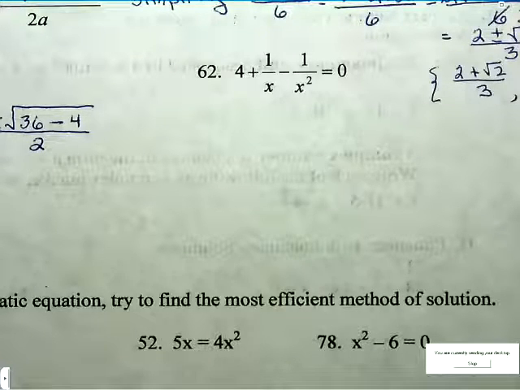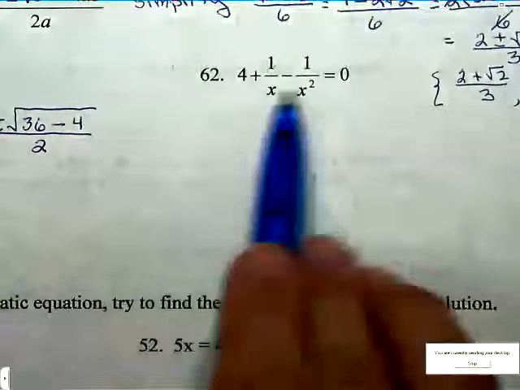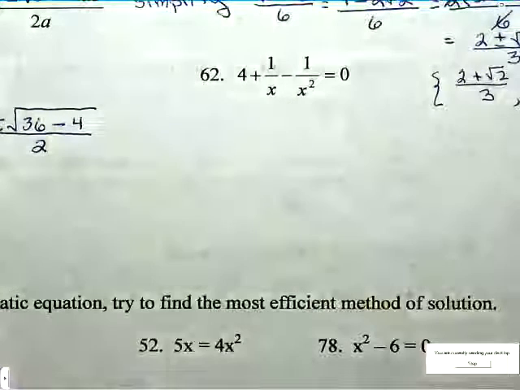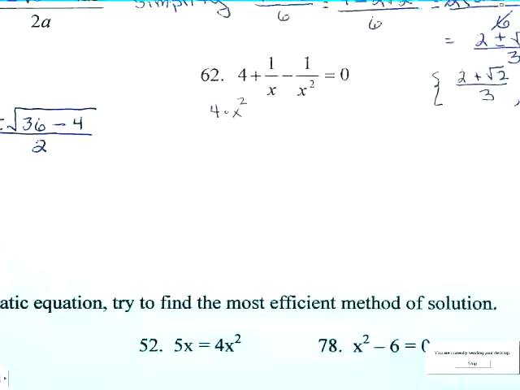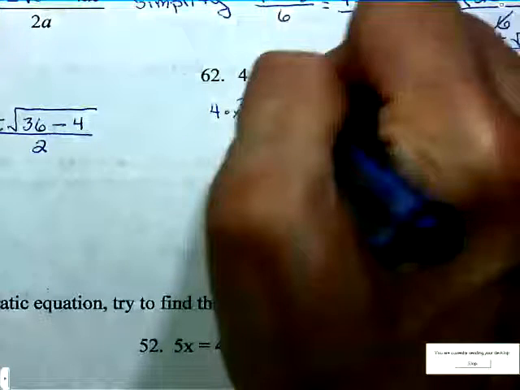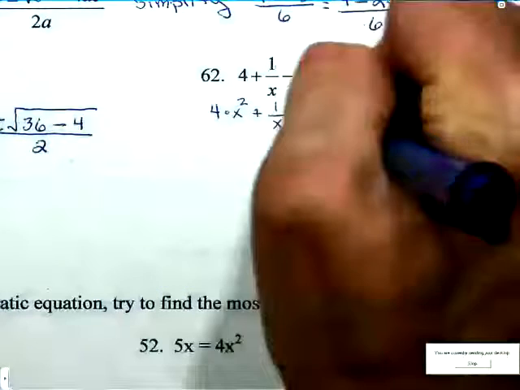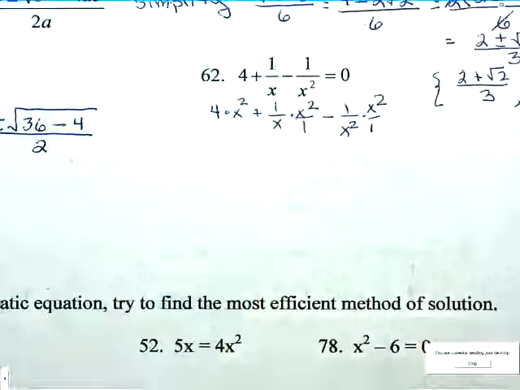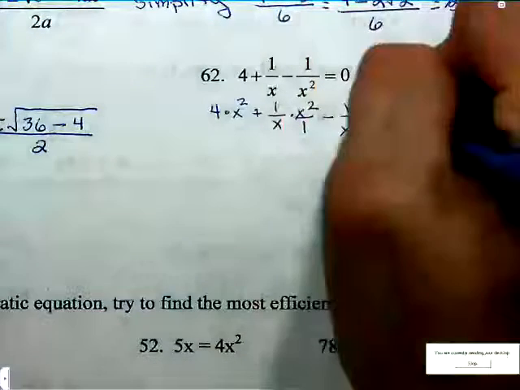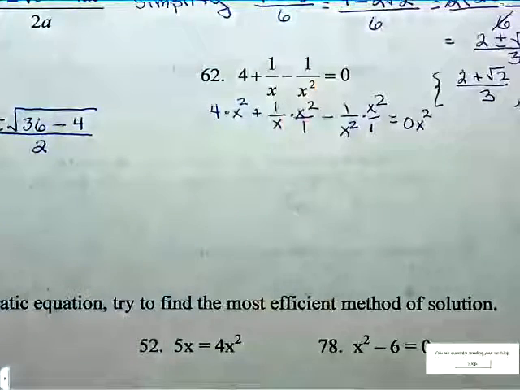X squared. That's what x and x squared will both go into. So I need to multiply all 4 terms by x squared. The 4 has to be multiplied by x squared. The 1 over x has to be multiplied by x squared. I can write it x squared over 1 whenever I'm multiplying by a fraction. The 1 over x squared has to be multiplied by x squared. And technically, the 0 has to be multiplied by x squared, even though on the next line I'm just going to say 0 times x squared is still 0.